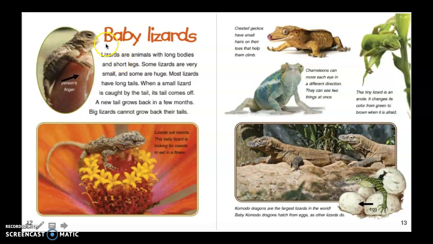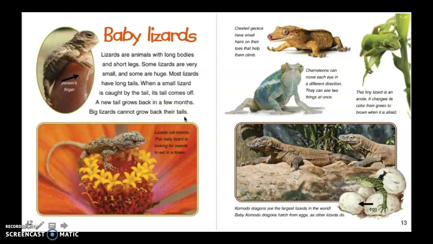So I'm going to read my heading, Baby Lizards. Lizards are animals with long bodies and short legs. Some lizards are very small and some are huge. Most lizards have long tails. When a lizard is caught by the tail, its tail comes off. A new tail grows back in a few months. Big lizards cannot grow their tails back.